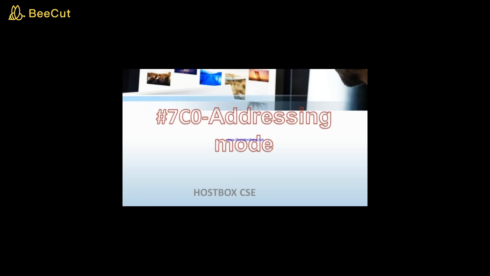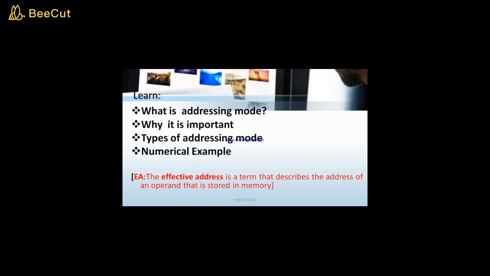Today's session will definitely help you learn what addressing mode is and why it is so important, the types of addressing mode, and at last some numerical examples. So definitely you can understand here.